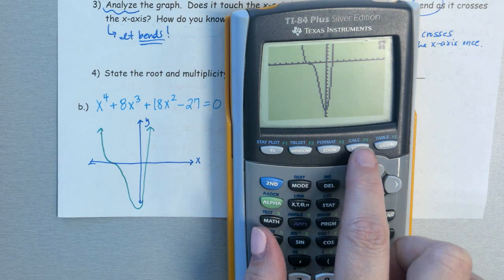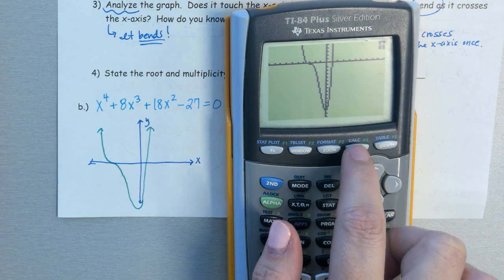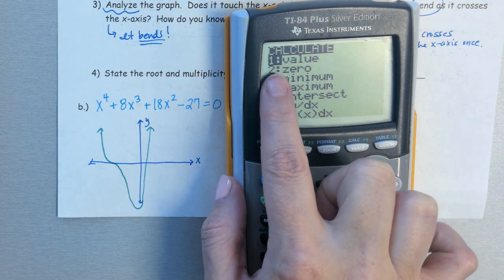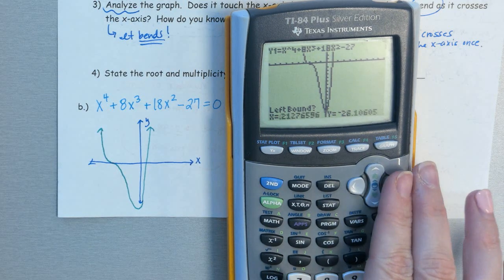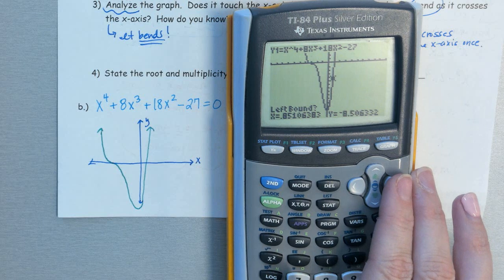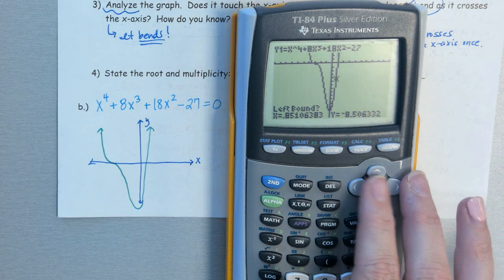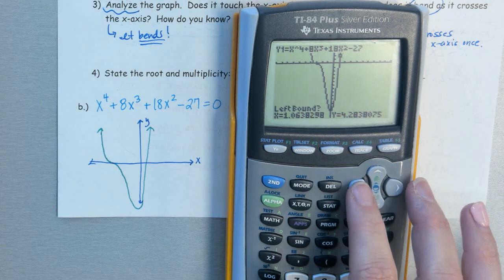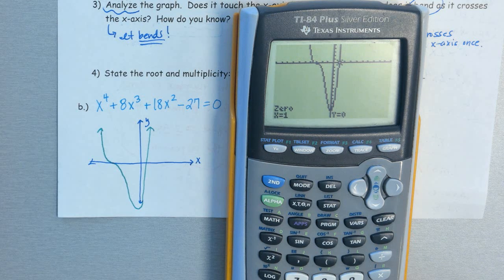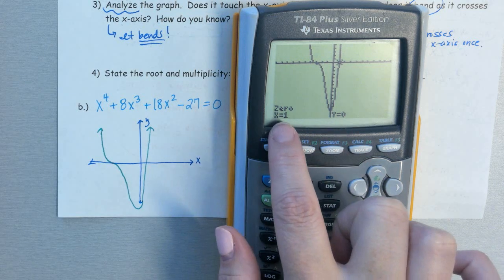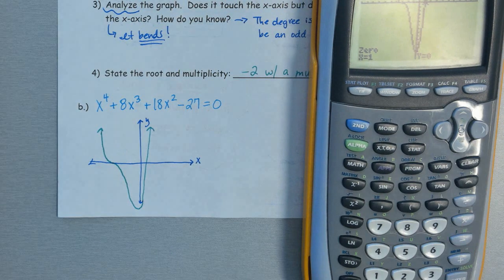You're going to go to second, and then it's the trace button because calc's above it, and then we're going to find the 0. So we're going to do this twice for this one. So I'm going to try to get as close to the 0 as possible. I can't get very close to it with this one. So the left bound is going to have to be here, the right bound is going to have to be there, and I'm going to have to guess at the same spot. But look, it gives me the 0. So that is at 1, which is what we predicted, right?